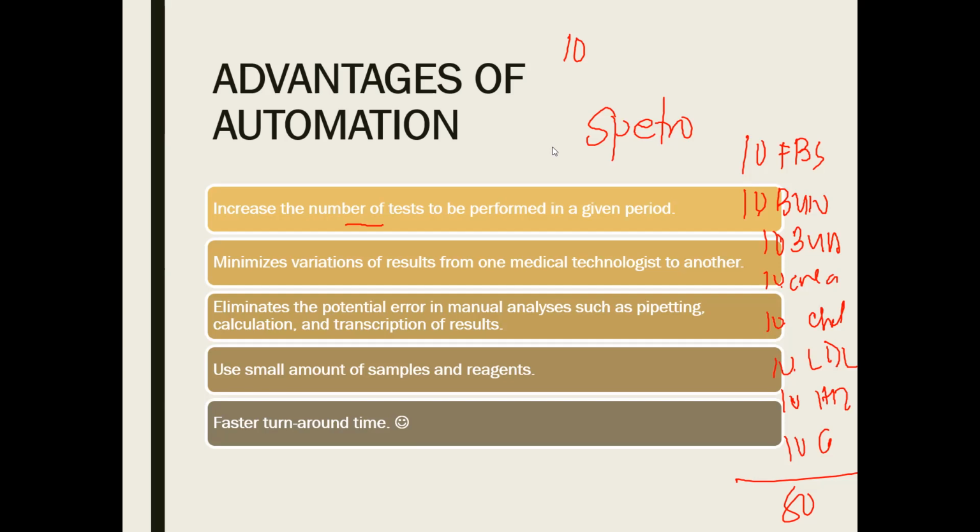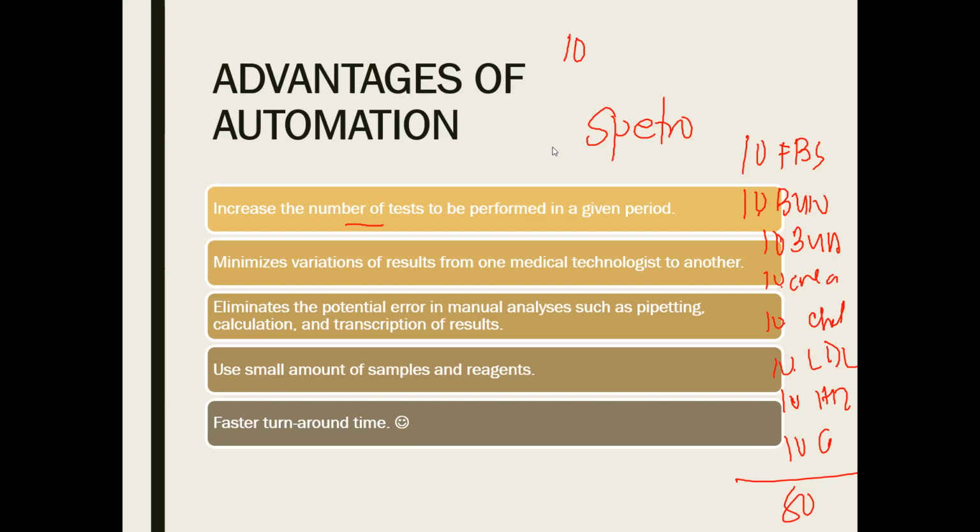Next, it minimizes the variation of results from one medical technologist to another. One of the common problems here is the dispensing of reagents and your serum using your automated pipetter. Common po yan. That is an essential skill for a medical technologist, but can also be one of the reasons why there is a variation of results.